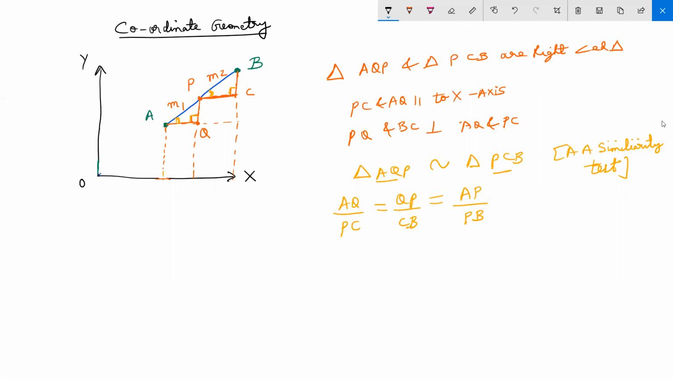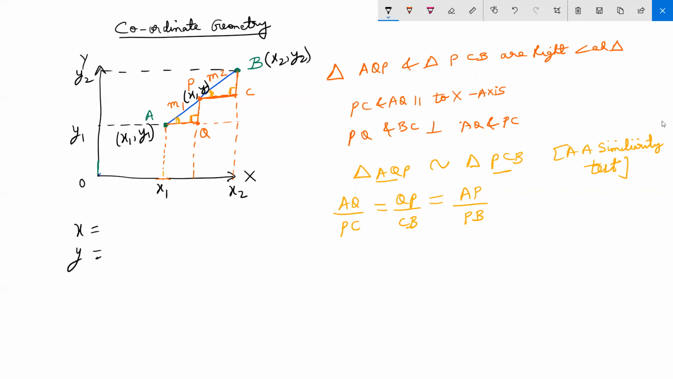If you draw a perpendicular from A on the x-axis, this coordinate is x1, and the x coordinate of B is x2. So the coordinates of A are x1 and y1. Coordinates of B are x2 and y2, and let the coordinates of P be x and y. Is it clear?